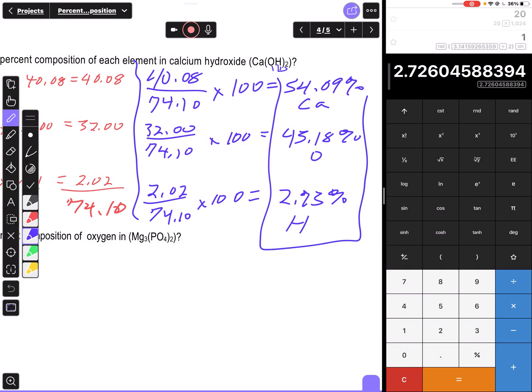If I did my math right, the way I could check that is just add them up. So this compound is made up of 54.09% calcium, 43.18% oxygen, 2.73% hydrogen. I'm going to check that. 54.09 plus 43.18 plus 2.73. That equals exactly 100. So more likely I did these right, and that's my correct answers.